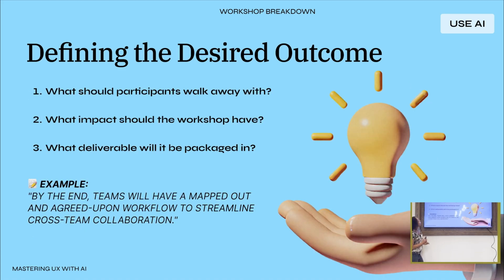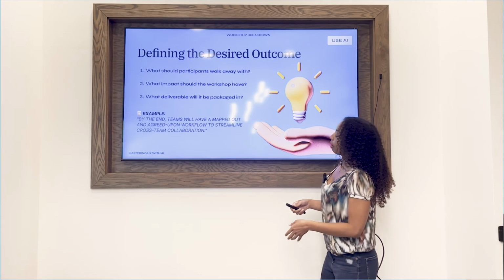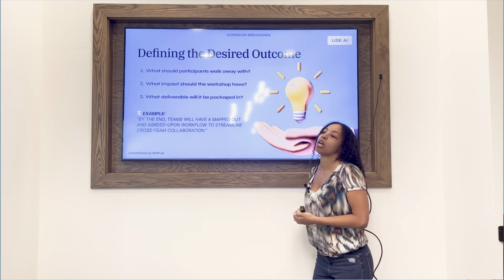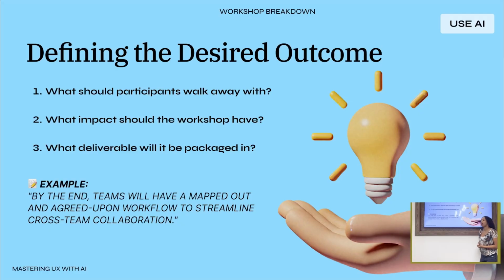Okay, so defining the desired outcome. What should participants walk away with, right? If they come out of this workshop, what are they going to get? Are they going to get a roadmap? Are they going to get, I don't know, new features added into their backlog? You should know that, right? So include it in your outline.